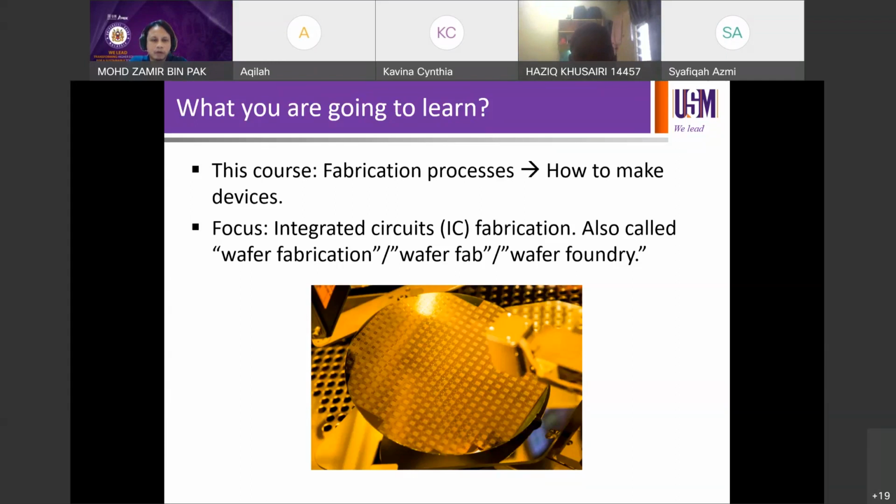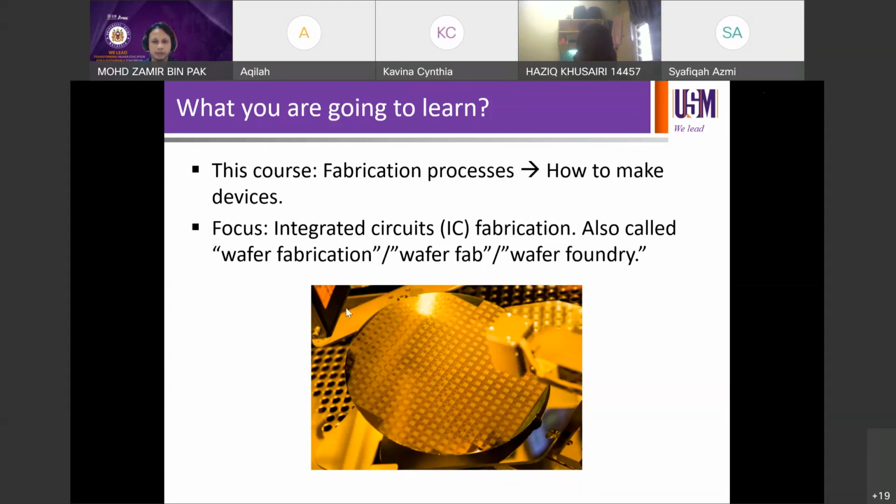So when we talk about IC fabrication, we normally associate it with the industry, which we're going to see later on in a bigger picture. The industry is wafer fab, wafer fabrication, or we also call it wafer foundry. In short, we normally call it wafer fab. In Malaysia, we normally call it wafer fab. Some call it wafer foundry, some call it front-end semiconductor fabrication. But in short, it's called wafer fab, at least in Malaysia.